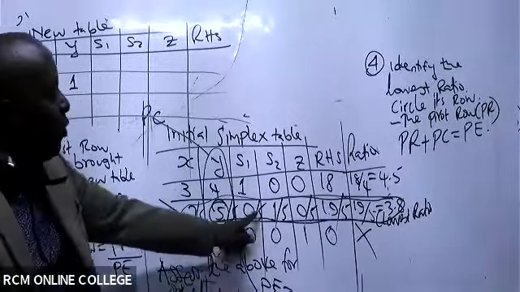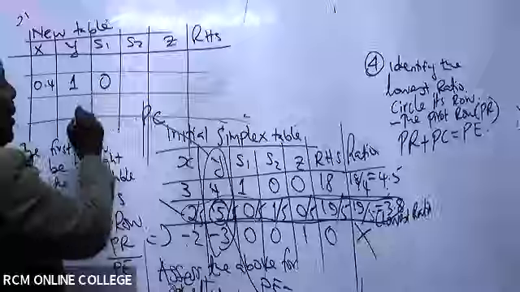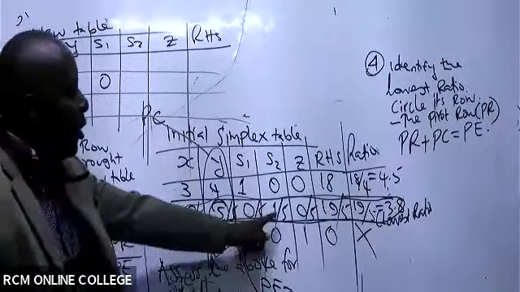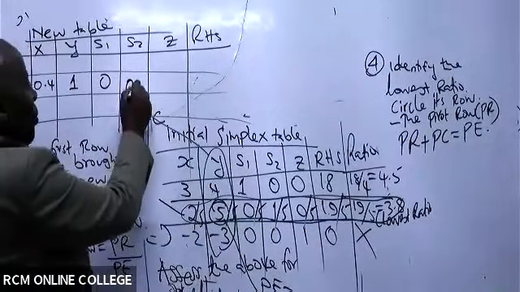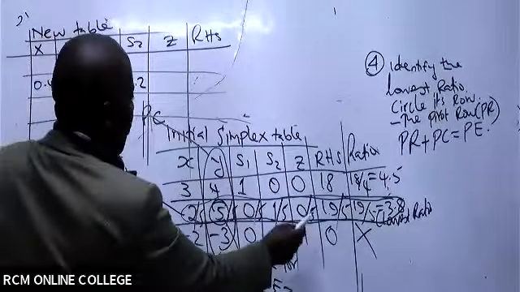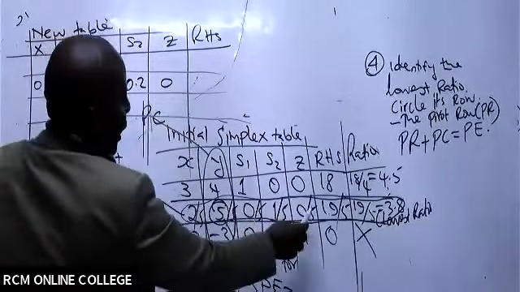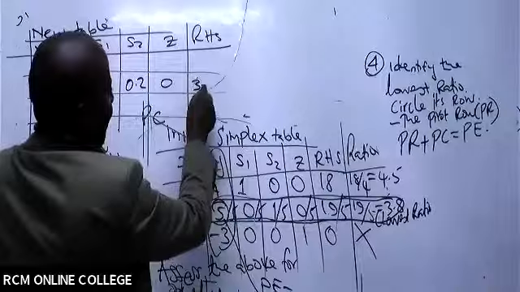From there, we have 0 over 5. I know this is 0. Then we have 1 over 5. I know this is 0.2. Then we have 0 over 5, which is 0. And then 19 over 5 is 3.8.